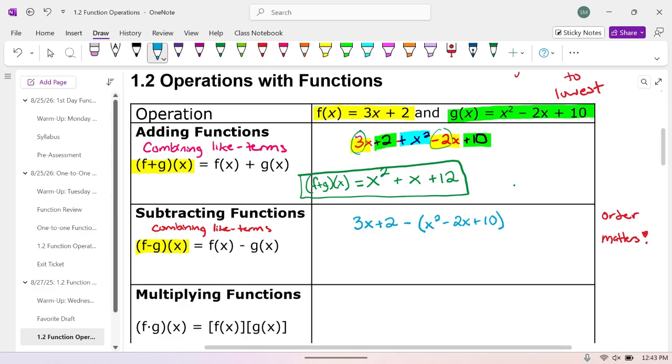Now, why did I write g of x in parentheses? I did it for a reason. Why do you think I did it? Someone who has not talked today. Sort of. You're kind of on the right track. So the x squared is positive instead of negative.